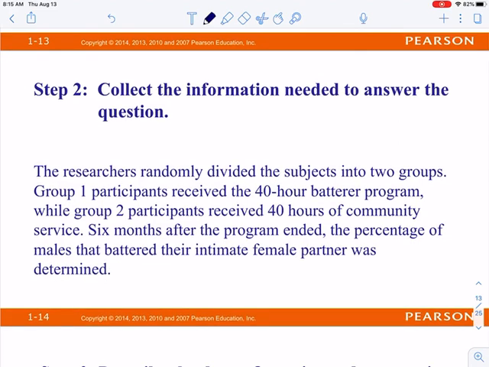The second step was to collect the information needed to answer the question. So again, based on that last example, what happened? The researchers randomly divided the subjects into 2 groups. Group 1 participants received the 40-hour batterer program, while Group 2 participants received 40 hours of community service. 6 months after the program ended, the percentage of males that battered their intimate female partner was determined.